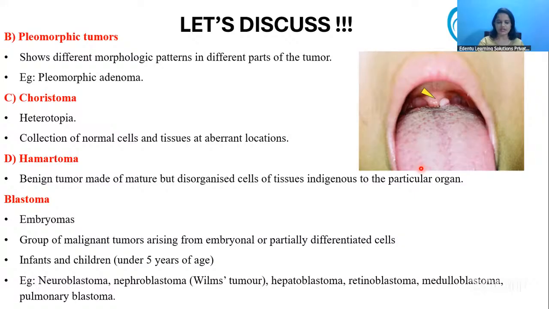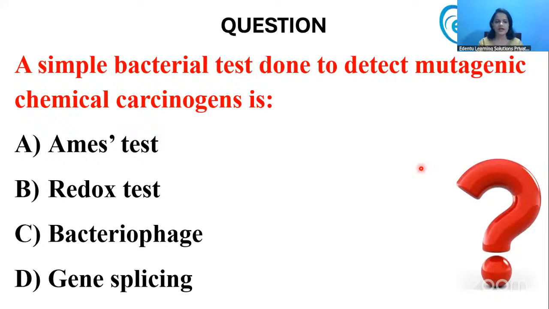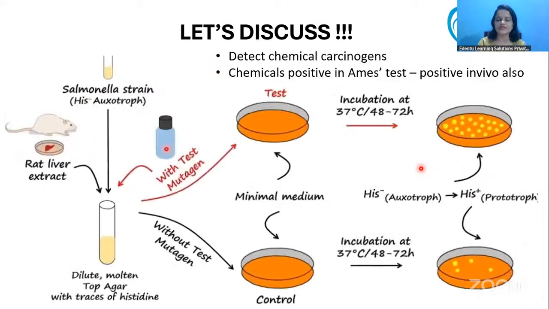So I hope you are clear with the terms teratoma, choriostoma, hamartoma, and blastoma. Okay, should not get confused between these terms. The next question: a simple bacterial test done to detect mutagenic chemical carcinogens, what is it called? Yes, it is called the Ames test. Okay, so what do you mean by Ames test?